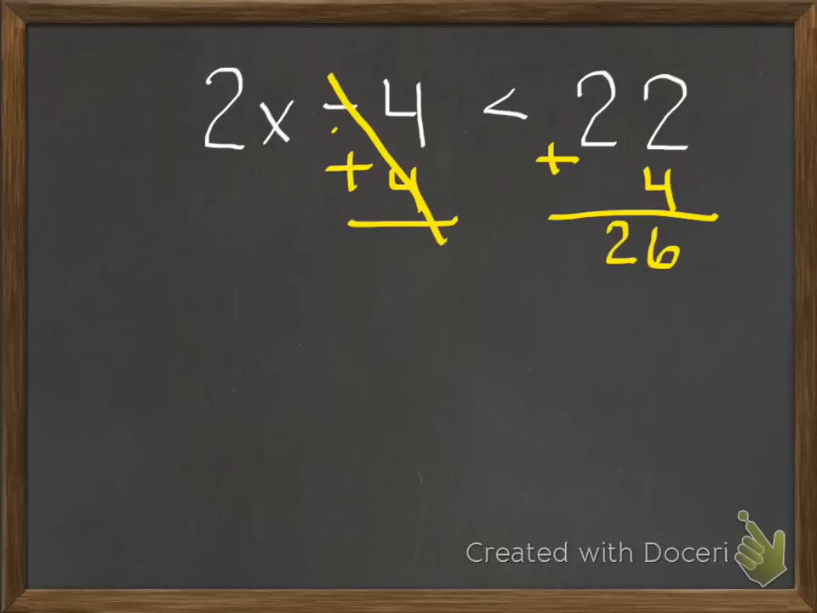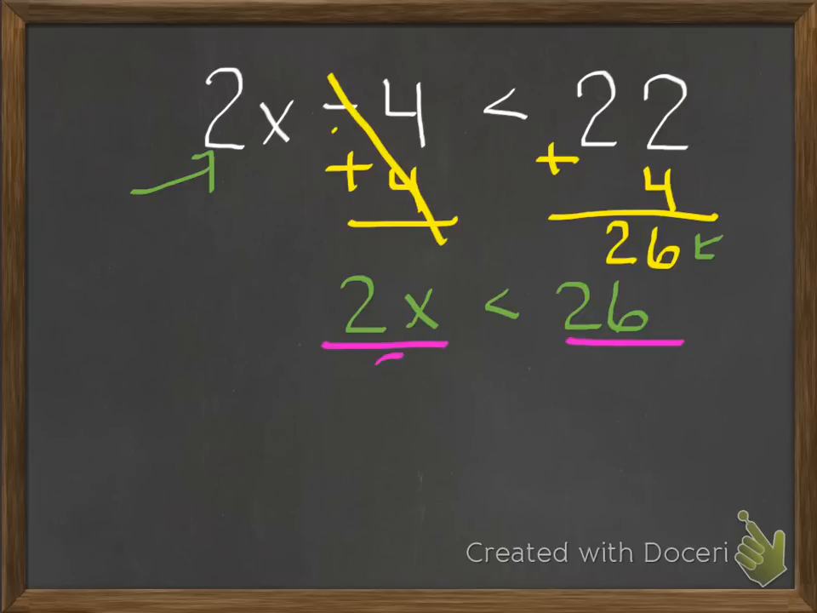This is very important here. You need to make sure that you rewrite the problem. So you have 2x is less than 26, because this 26 is what we got right here, and the 2x is what's left over here. So now that you get to this point where you have 2x is less than 26, it's a 1-step inequality again, just like we did on the previous screen. We're going to divide each side by 2, and then we're left with x is less than 13.